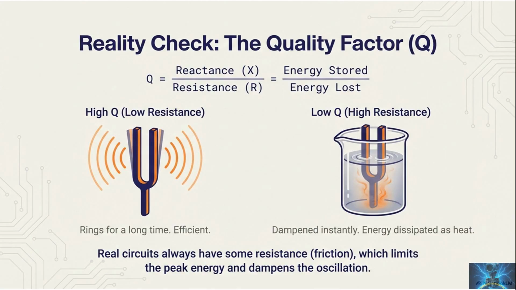Real circuits are not perfect because resistance always exists. Resistance dissipates energy as heat, like friction in a mechanical system. Quality factor is the idea of stored energy compared to lost energy. High quality factor means it rings for a long time. Low quality factor means it dies out quickly. Quality factor tells you how sharp and strong resonance will be.